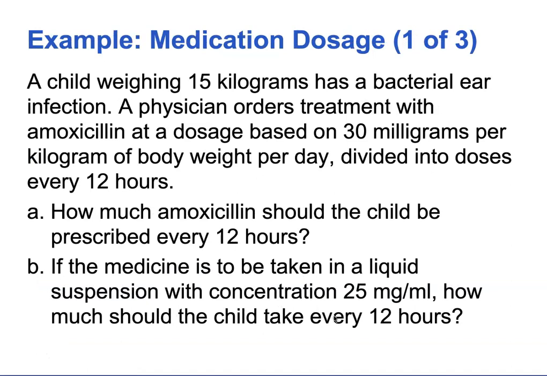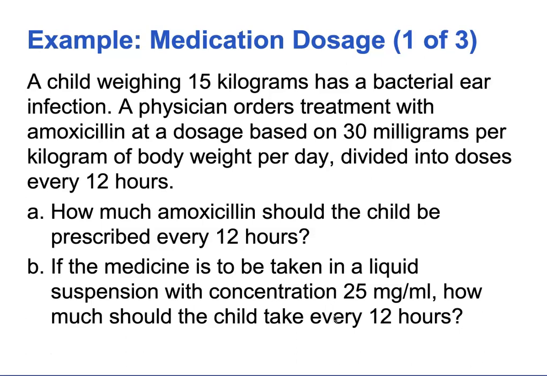So let's do an example. Medication dosage. A child weighing 15 kilograms has a bacterial ear infection. A physician orders treatment with amoxicillin as a dosage based on 30 milligrams per kilogram of body weight per day, divided into doses every 12 hours. All right, so there's a lot of information on here. And this is very important because this is why you make sure the dosage is right for a child, so they don't get too much medicine and get poisoned.